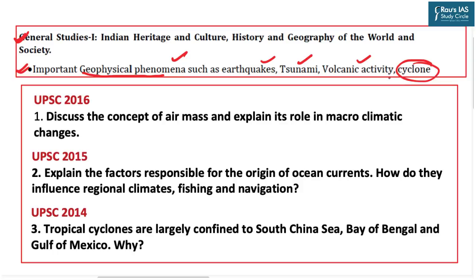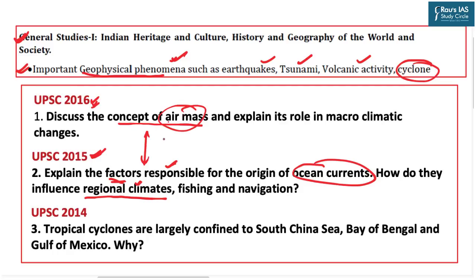Moreover, in previous years UPSC has several times asked questions on cyclones and other geophysical phenomena. For example, in UPSC 2016, a question was asked relating to the concept of air masses. In 2015, the question was about the factors responsible for the origin of ocean currents, and more importantly, the impact of ocean currents on the variation of regional climates. If you closely analyze, there is a similarity between these two questions, because in the other question also the concept of air masses was linked to its role in macroclimatic changes.